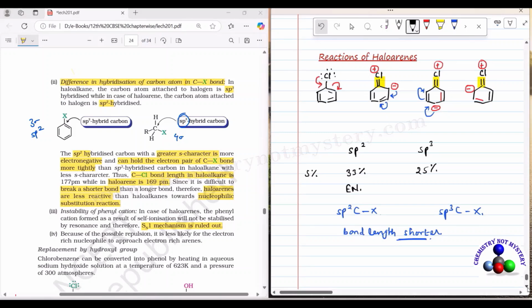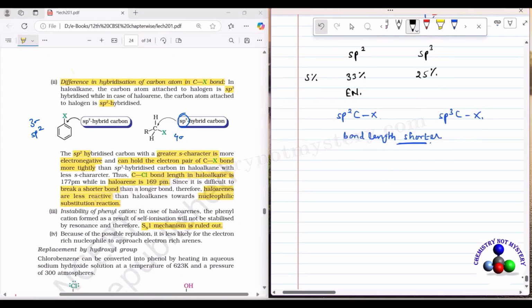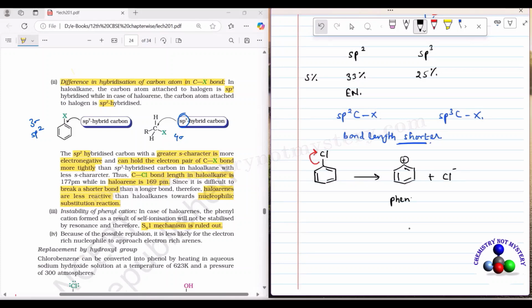Now let's try to understand it. For the SN1 reaction mechanism, you need to break the bond between carbon and halogen. And when the carbon-halogen bond is broken, halogen leaves the molecule in the form of halide ion. So when it leaves the molecule in the form of halide ion, you will get the phenyl cation. So here, a positive charge will be developed at the benzene ring and Cl will leave the molecule in the form of chloride ion. So this is the phenyl cation.